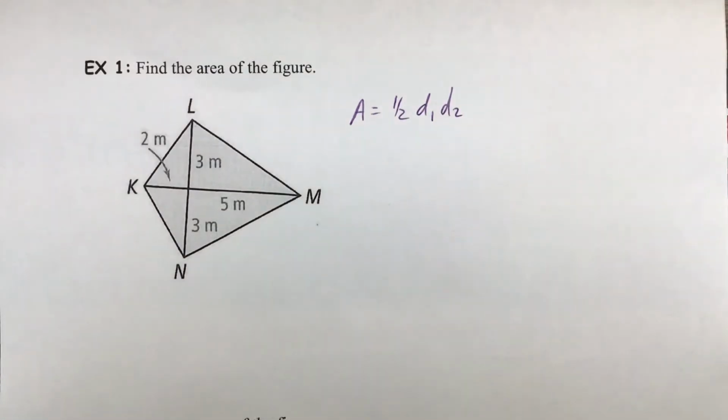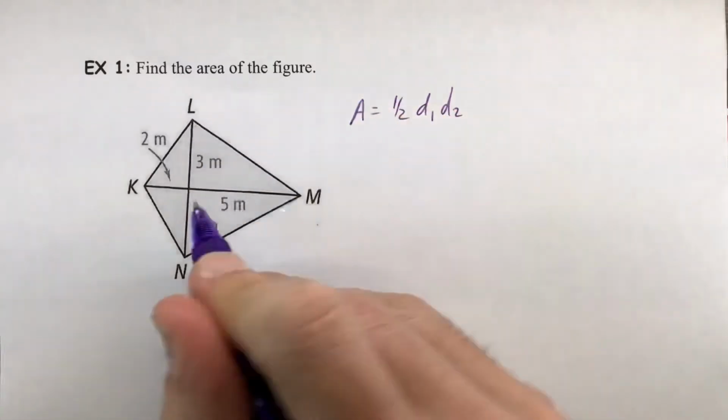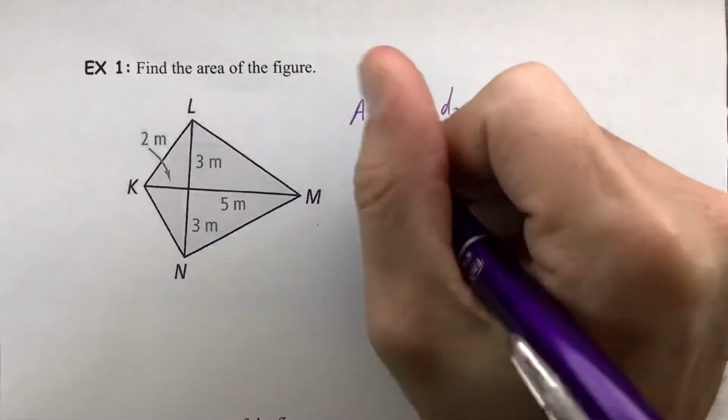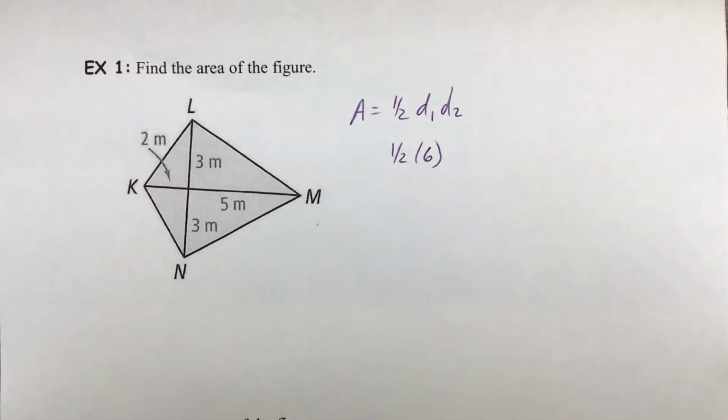Okay, and again, it doesn't matter which one is D1 and which one is D2. We've got this diagonal here because you have the 3 and the other 3. So we're looking at 1/2 times 6. 3 and 3 is 6.